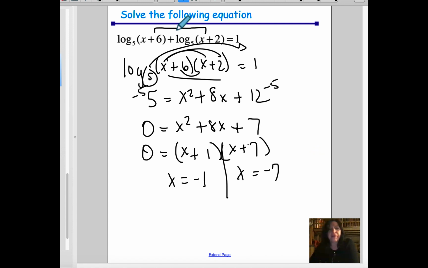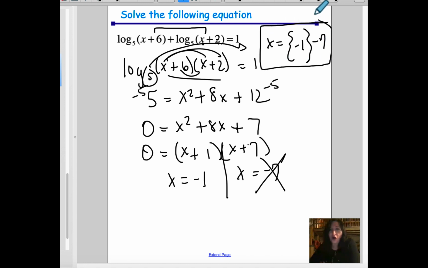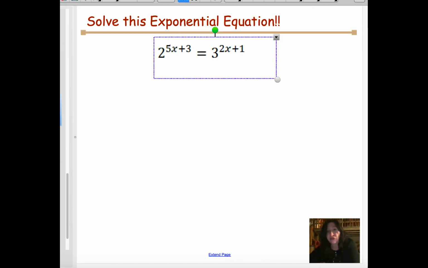Plug your answers in. Negative 1 plus 6 is 5, positive. Good. Negative 1 plus 2 is 1. 1 is positive, 1 works. So so far, negative 1 works. Negative 7, add 2, negative. Doesn't work. Out. So that means negative 1 is my solution. Negative 7 is an answer that is not a solution. We call that an extraneous solution.